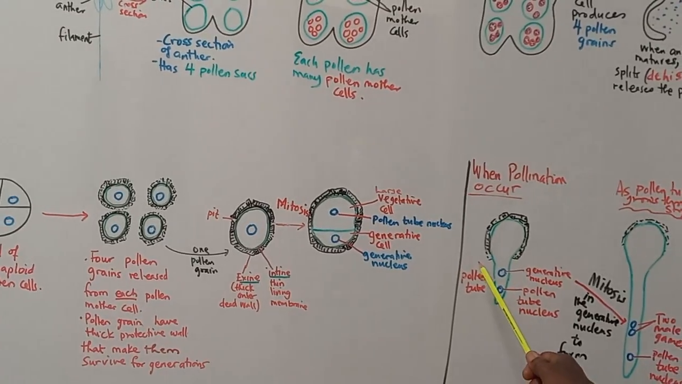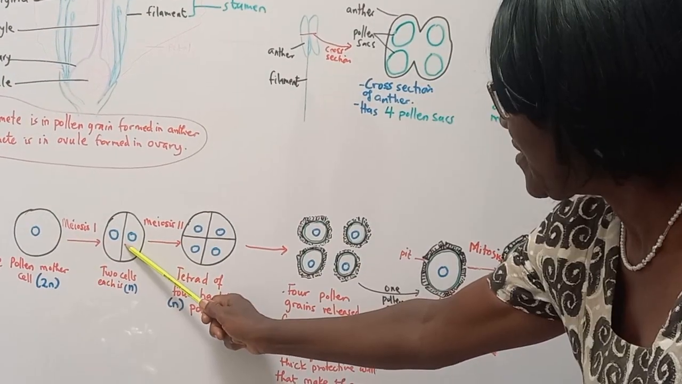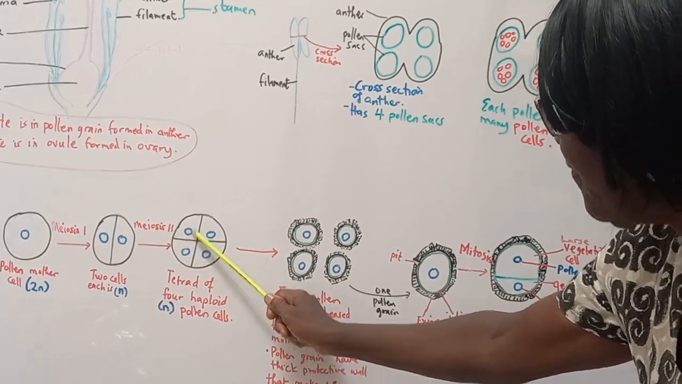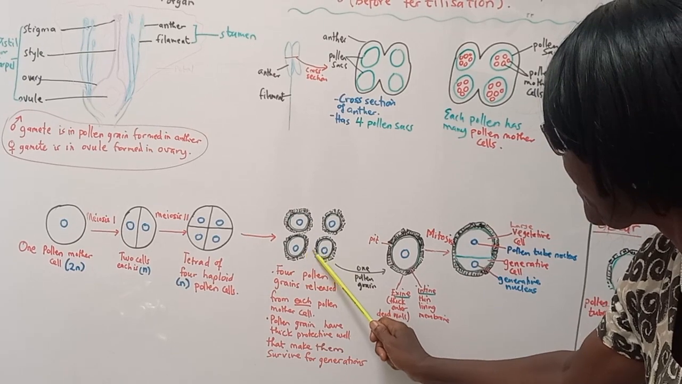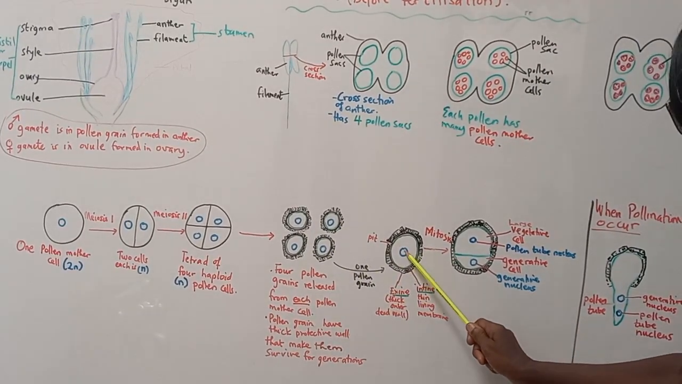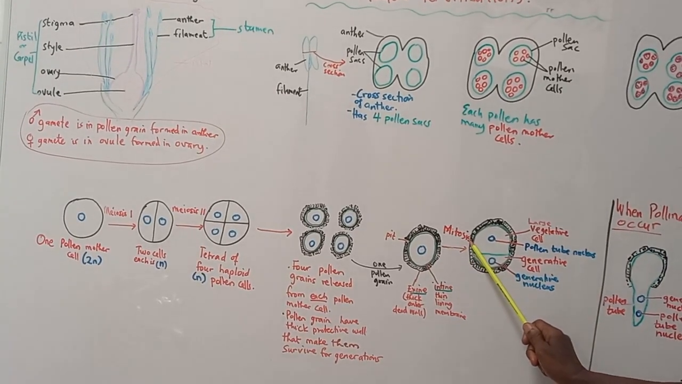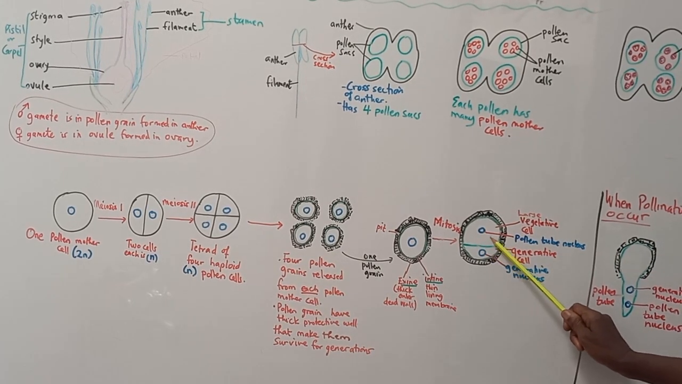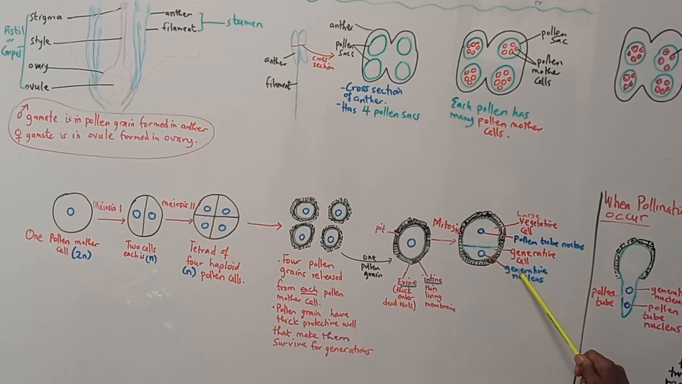So that is how you have one pollen mother cell producing 2 haploid cells by first meiosis, then second meiosis, giving 4 haploid cells that develop into 4 pollen grains with thick walls. This pollen grain has 1 nucleus, then this haploid nucleus undergoes mitosis to form 2 nuclei. One of them has a lot of cytoplasm, and that is the pollen tube nucleus. Then you have the generative nucleus.